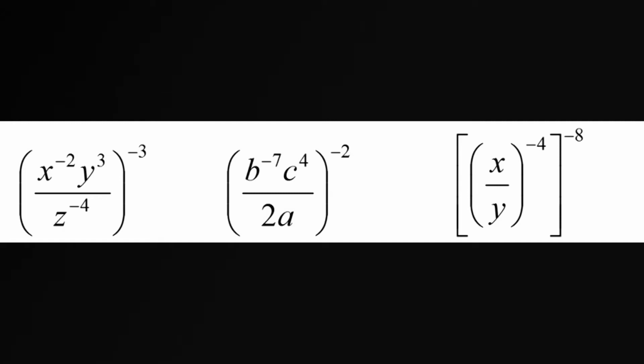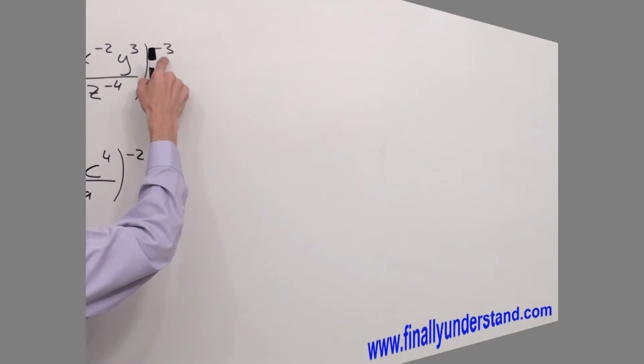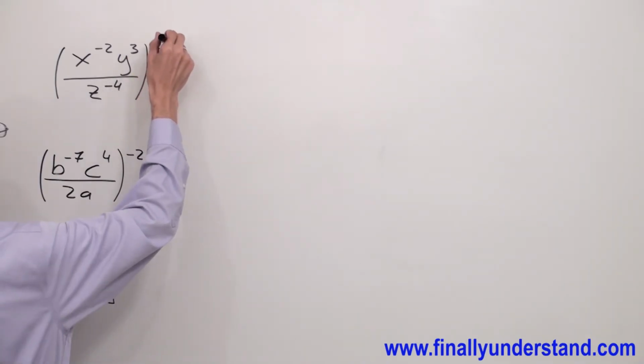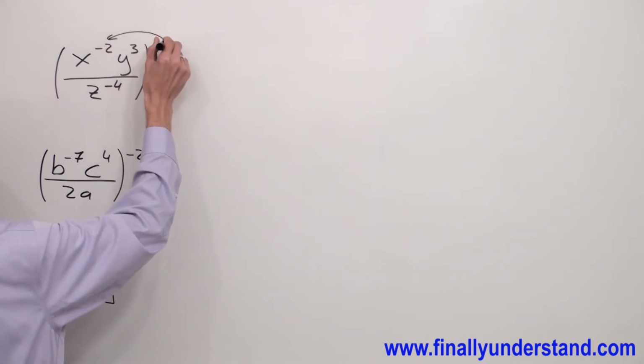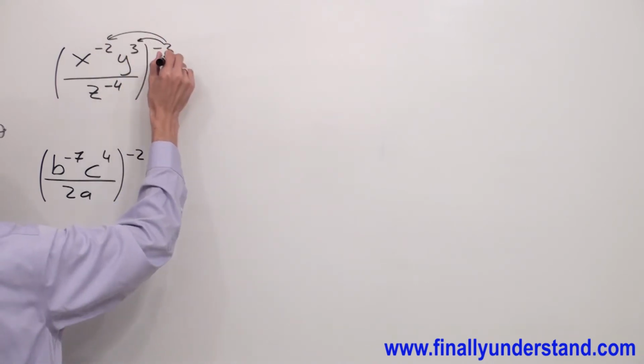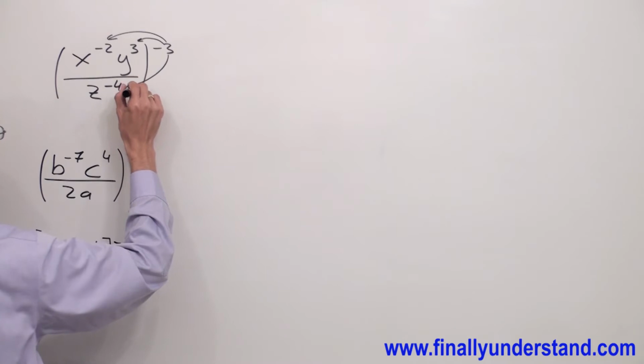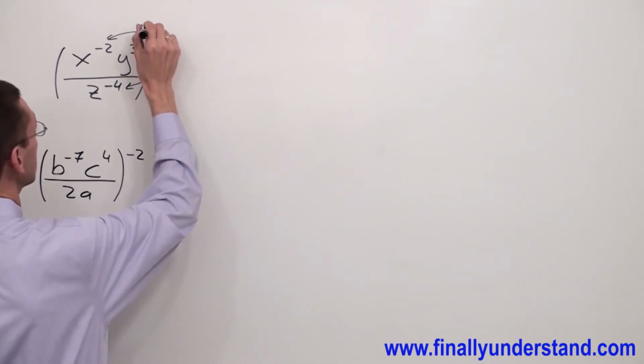Let's take a look at the first example. We are going to multiply the external exponent by every internal exponent. So I'm going to multiply -3 by -2, -3 by 3, and -3 by -4. Okay, this is multiplication.